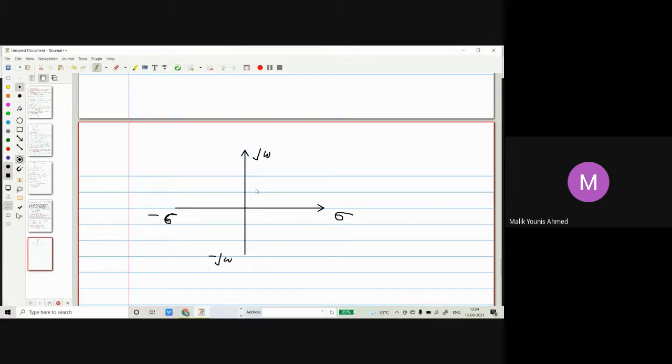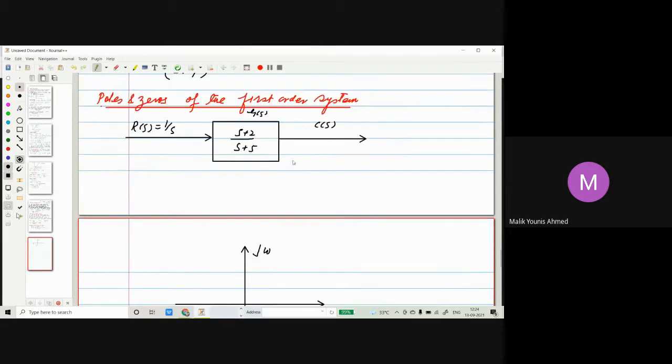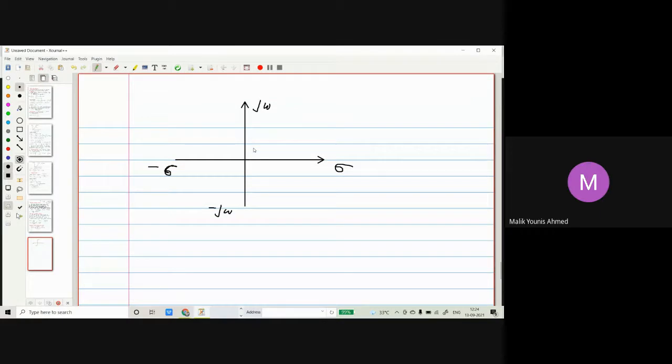Now, first of all, what values do we have? We have a 0 at -2 and a pole at -5. How will we draw this? Suppose this is the value -2. A pole is represented by a cross, and a 0 is represented by a circle. So this is your S plane. The S plane will have sigma and j omega.